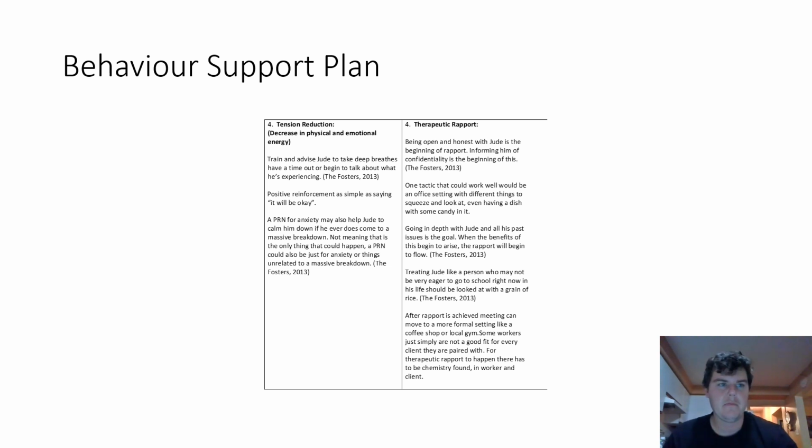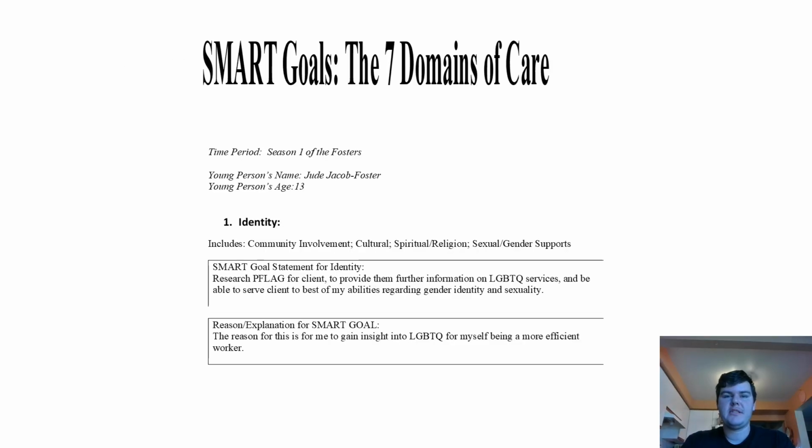SMART goals for Jude in the 7 domains of care. The first SMART goal is identity. Research PFLAG for the client to provide them further information on LGBTQ services and be able to serve the client to the best of my abilities regarding gender identity and sexuality. The reason for this is to gain insight into the LGBTQ community for myself to be a more efficient worker.